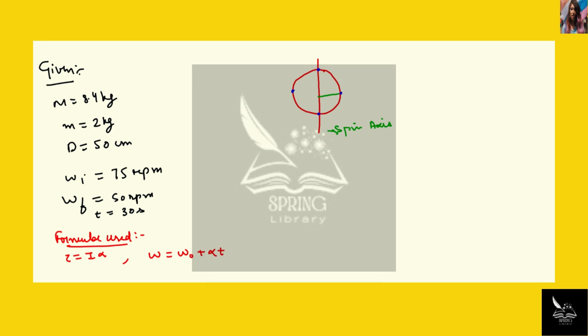So this is a spherical shell. The moment of inertia of the spherical shell is equal to 2/3 M R squared. So R is d over 2, which is equal to 25 centimeters, which is equal to 0.25 meter. Remember that the moment of inertia is with respect to the axis passing through the center of the sphere.